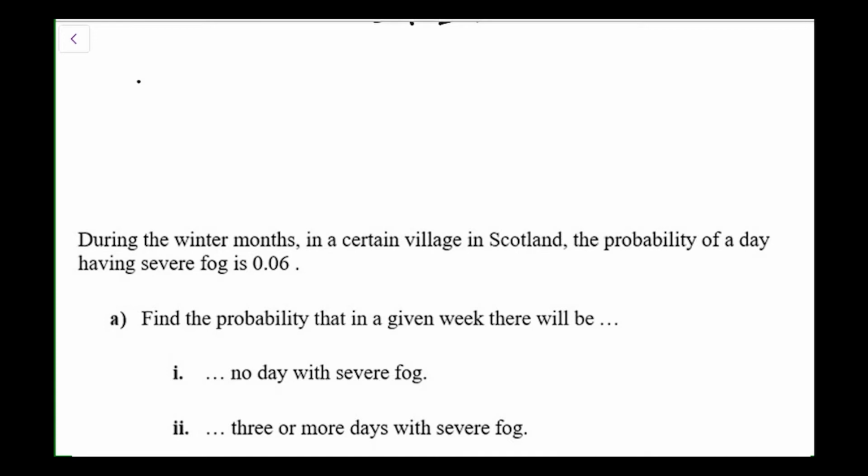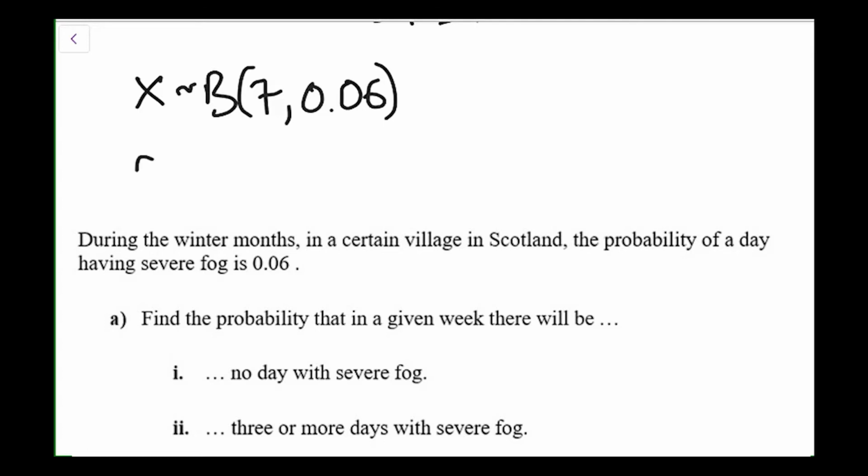So this is going to be a binomial distribution. We've been given some context, but we can interpret that to be a binomial distribution. We've been given the value of p explicitly. Have we been given the value for n? We were told that in a given week, so our n value is going to be 7 days of the week. X follows a binomial distribution, n equals 7, p equals 0.06.